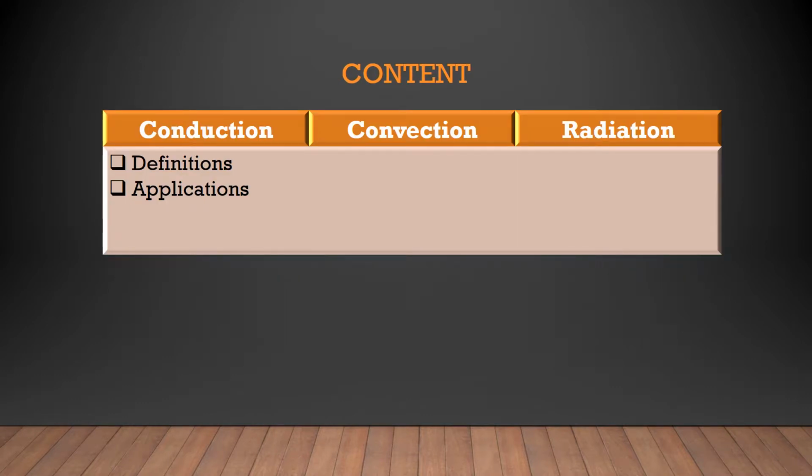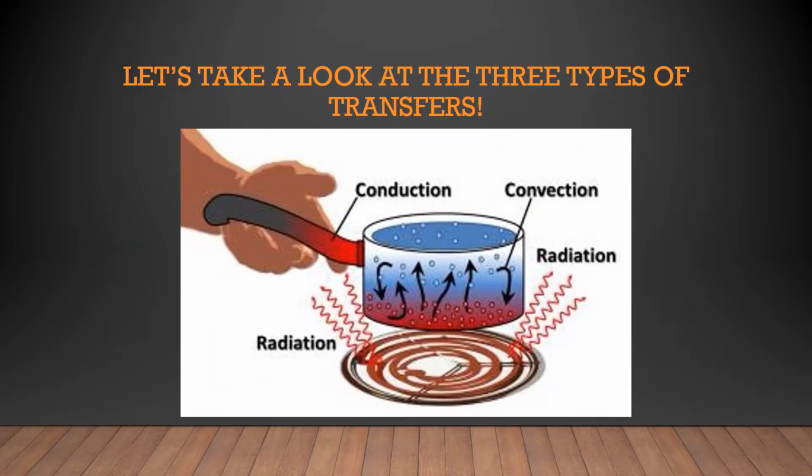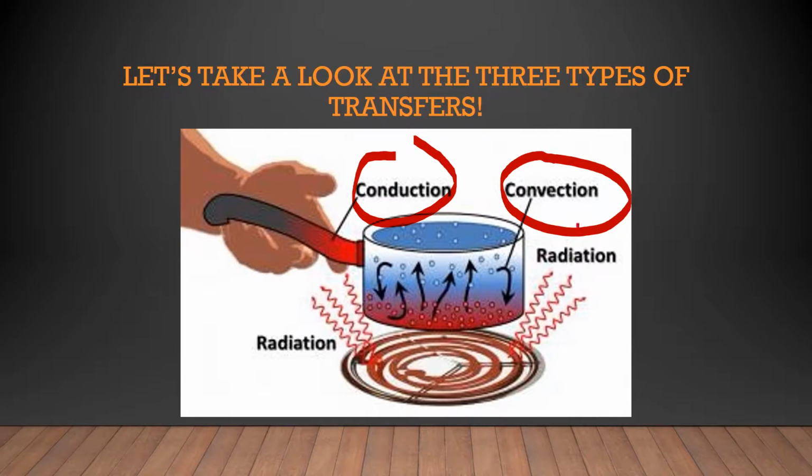In the next slides, we'll cover conduction, convection, and radiation. Along with each slide, we will give a definition of each and examples of their applications. Now, let's take a look at the three types of transfers: conduction, convection, and radiation.